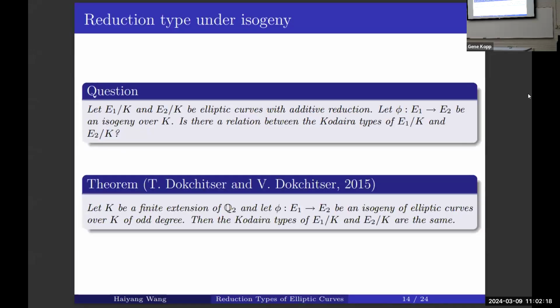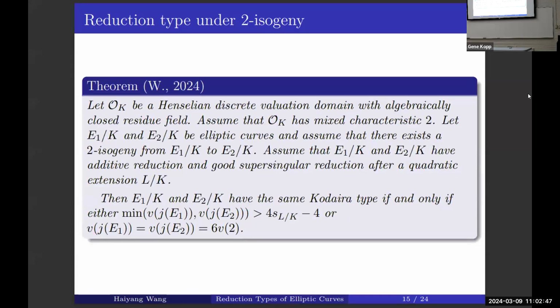Let me first recall the following result of Tim Dokchitser and Vladimir Dokchitser. Let K be a finite extension of Q2, and let phi from E1 to E2 be an isogeny of elliptic curves over K of odd degree. Then the Kodaira types of E1 over K and E2 over K are the same. When the degree of the isogeny is 2, we proved the following.